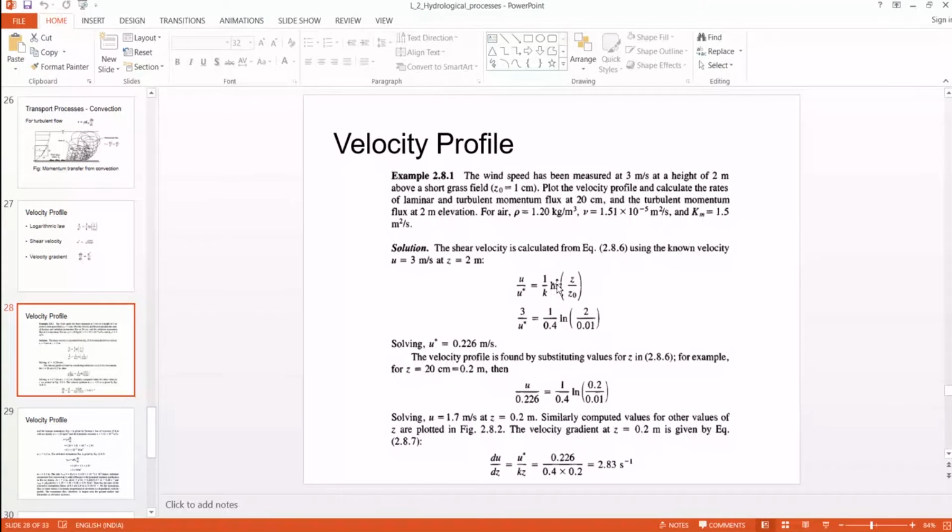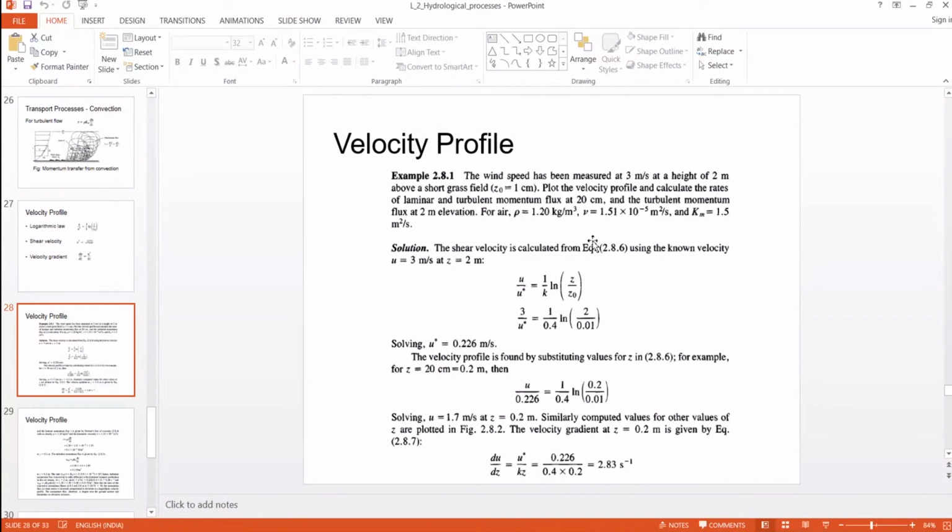Okay, so now we know this equation: u/u* = (1/κ) ln(z/z0). In this, at one location, that is at a height of 2 meters above the ground surface, velocity is measured as 3 meters per second. So in this equation, we don't know u*, but u is known at z equal to 2 meters, that is 3 meters per second. When we apply those things, we get the u* value, which is 0.226 meters per second.